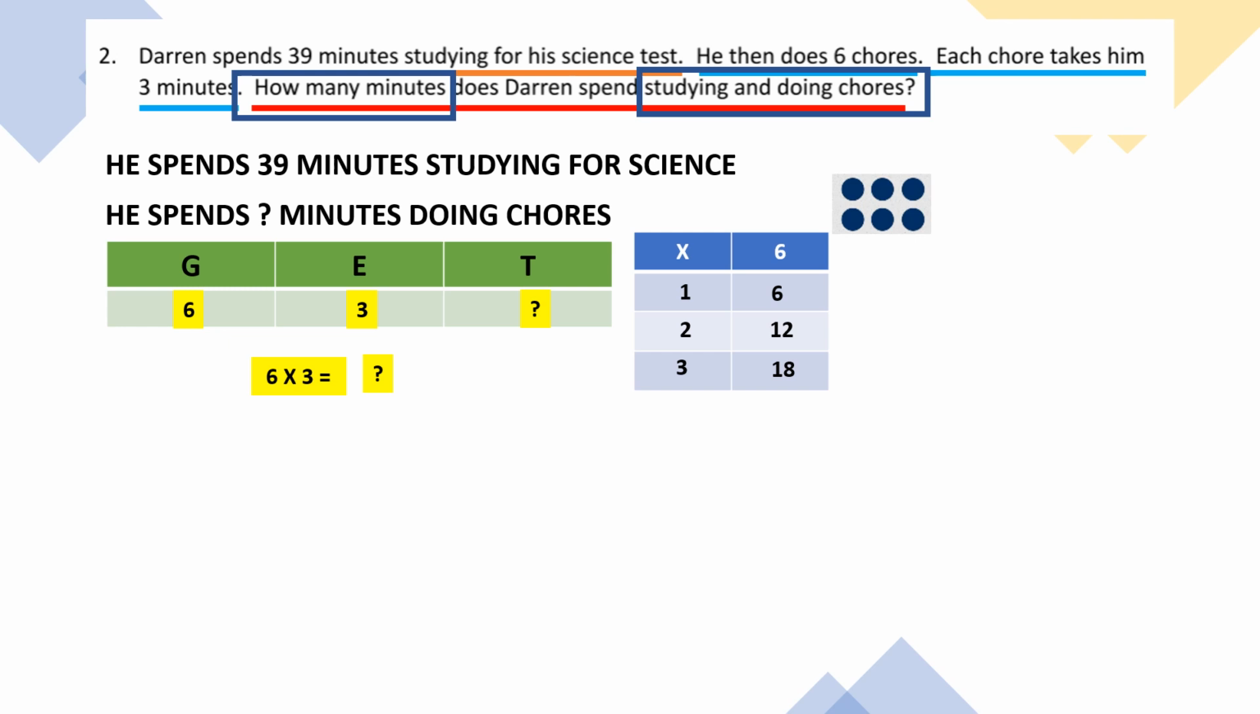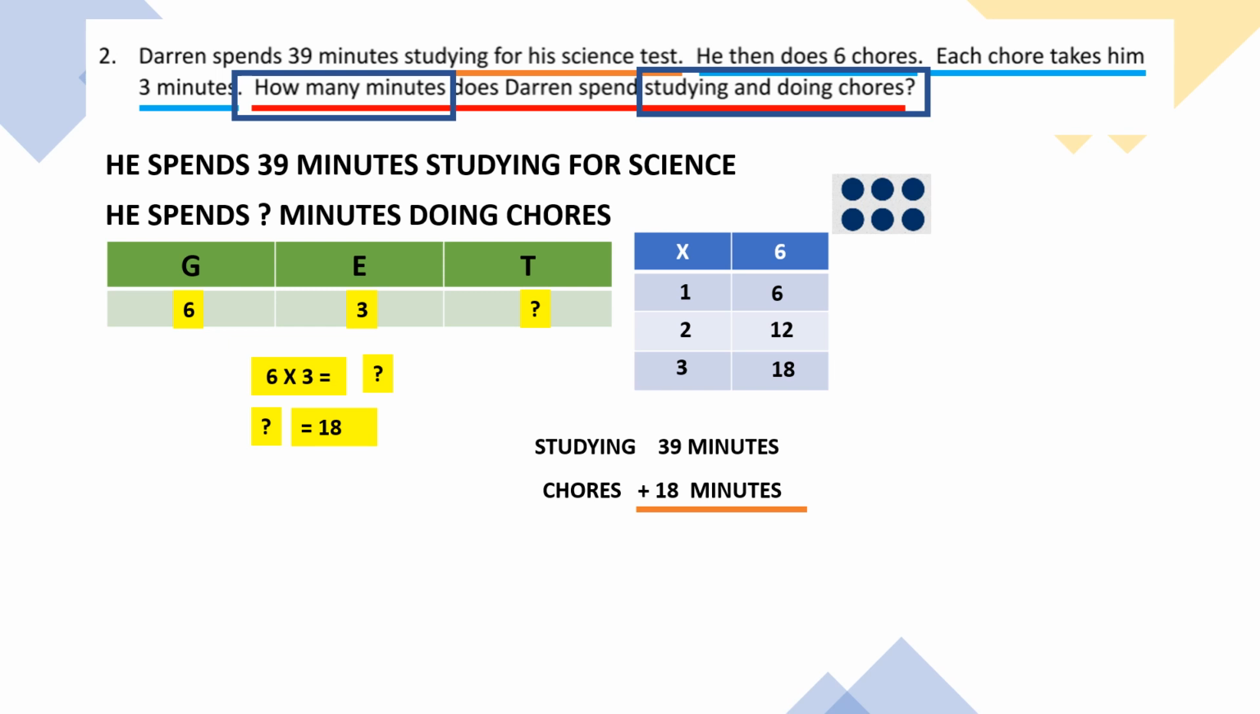So now I know that 6 times 3 is 18, which means my unknown number is 18. Now I know that he spends 18 minutes doing chores and 39 minutes studying. Now the question asks me, how many minutes does Darren spend studying and doing chores? So that means I have to add them together, the studying and the chores. So 39 minutes studying plus 18 minutes doing chores.